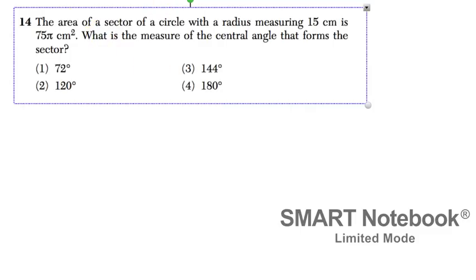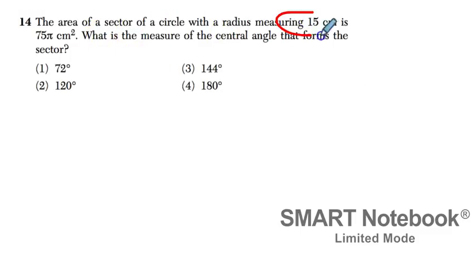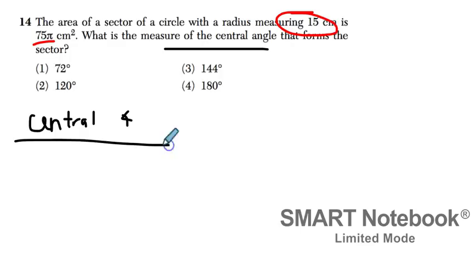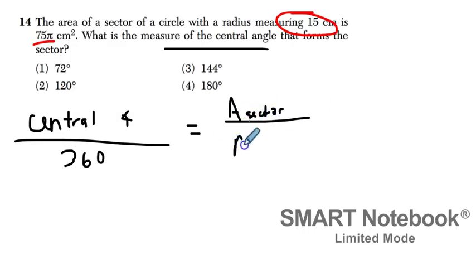Okay, number 14, the area of a sector with a radius measuring 15 centimeters is 75 pi, and we want to know the measure of the central angle. So we're going to use that formula that relates the central angle to the area of the sector. The central angle over 360 is equal to the area of the sector divided by the area of the circle.